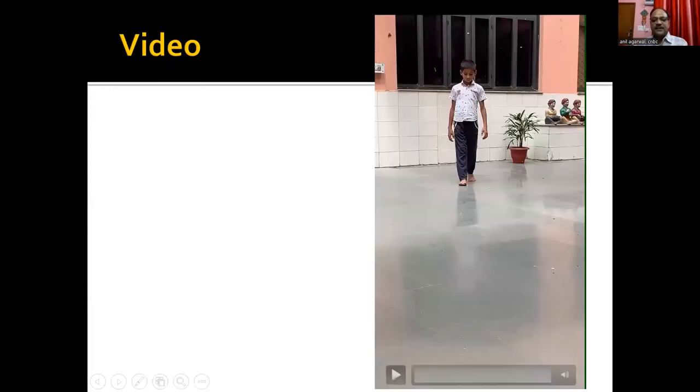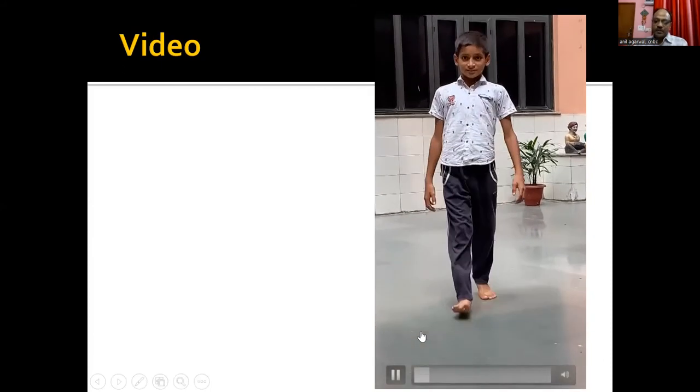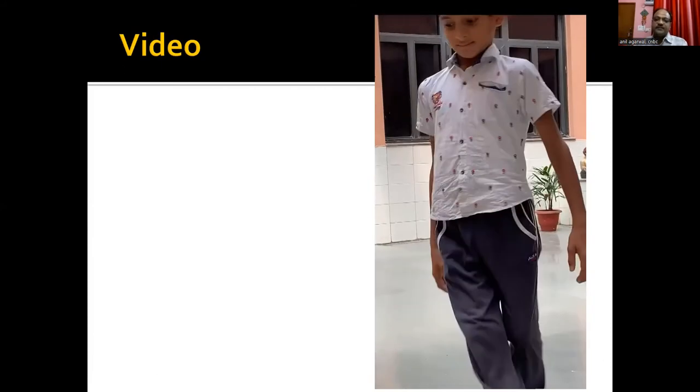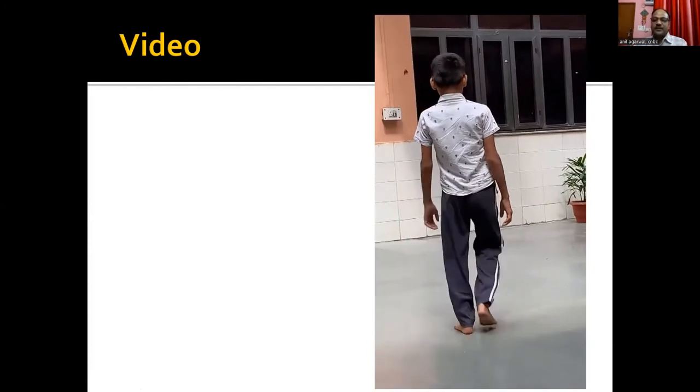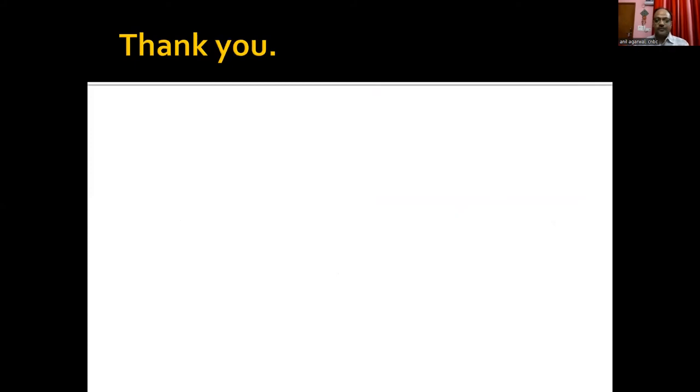And this is the child as he walks. You have not totally abolished the Trendelenburg lurch, but the child is much better off walking. So the take home message is that when you do such procedures, you must keep the child in regular follow-up. And if there is significant remodeling and the lurch redevelops, you might require additional procedures. Thank you.